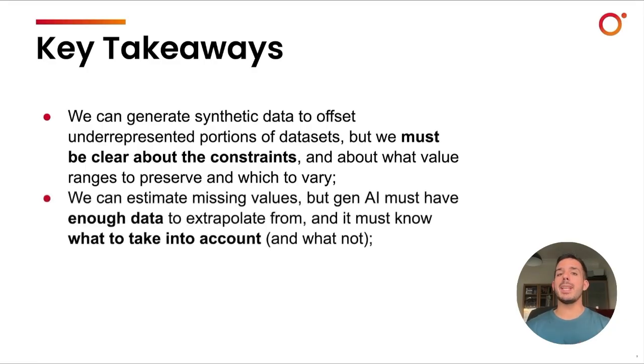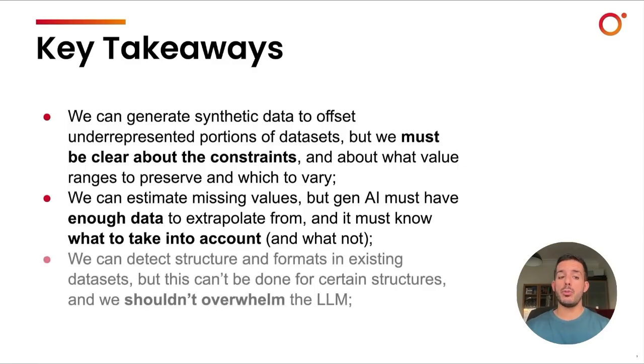Or, for example, we can estimate the missing values, but generative AI must have enough data to extrapolate from. Remember, garbage in, garbage out. If it derives the values from context, then the quality of that context and that information is everything. And it must also know what specifically to take into account and what not to take into account. What should you use to estimate this value and what should you not use, and say that explicitly to an LLM?